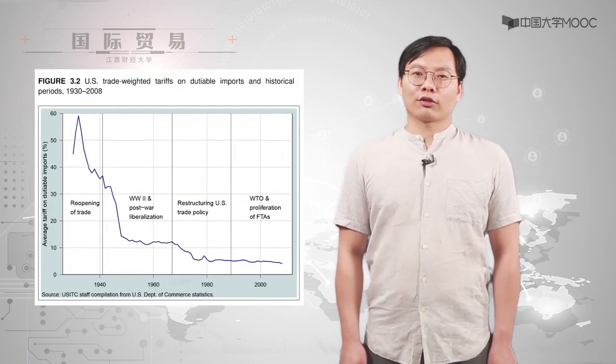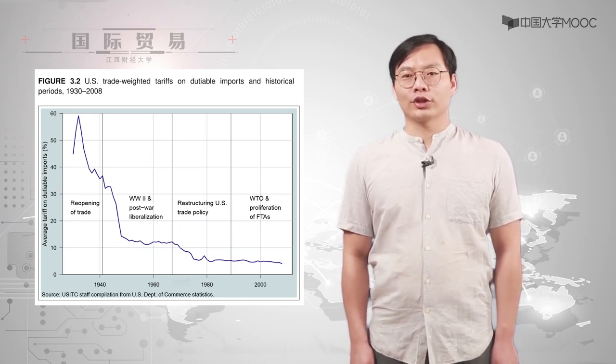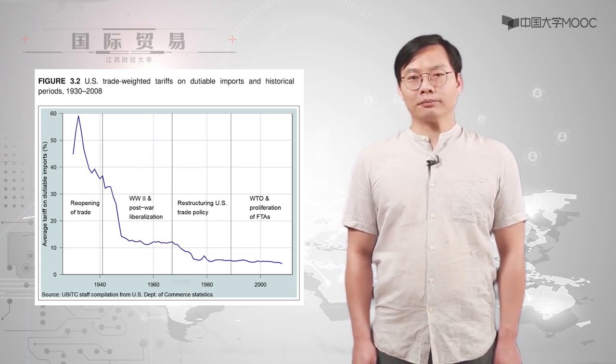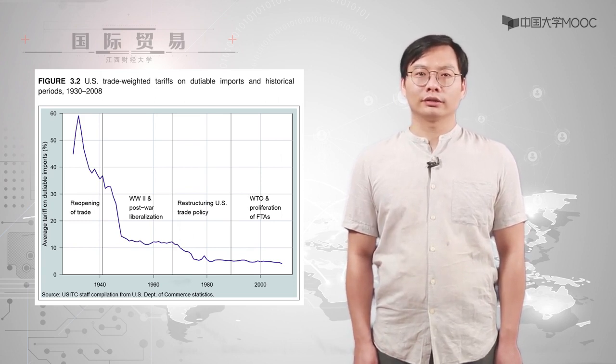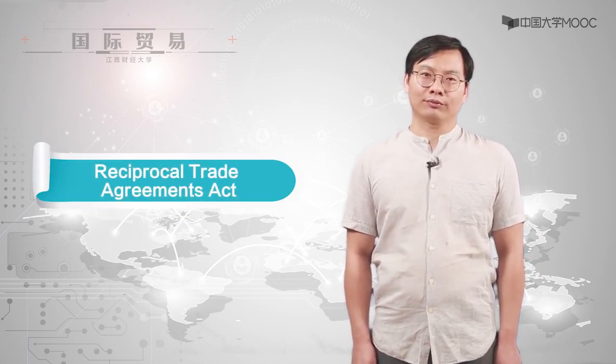International retaliatory moves led to a dramatic decline in the volume of world trade. As you can see from Figure 1, after the Smoot-Hawley Tariff Act of 1930, the U.S. tariff reached as high as 60%. Trade protection did not change until 1934. In 1934, the Reciprocal Trade Agreement Act was signed.